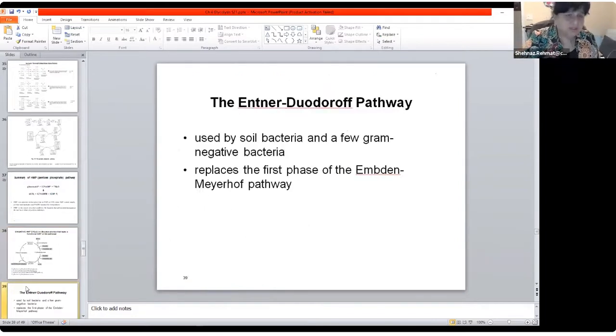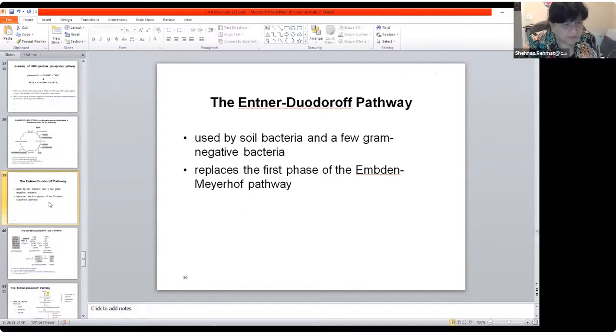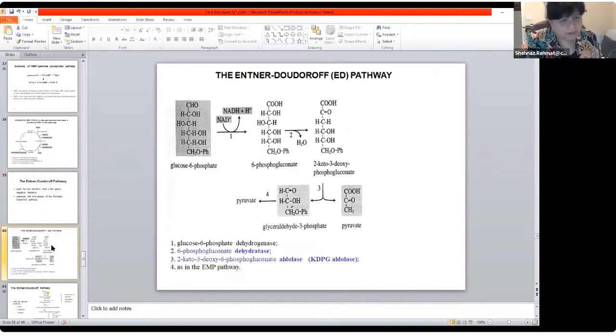Moving on to the Entner-Doudoroff pathway, which is new to you. And this pathway, of course, is used mainly by soil bacteria and a few gram-negative bacteria. We found it only in some of them. And this actually replaces the first phase of EMP. So it's a modified one where you're using EMP, but later on, not from the beginning.